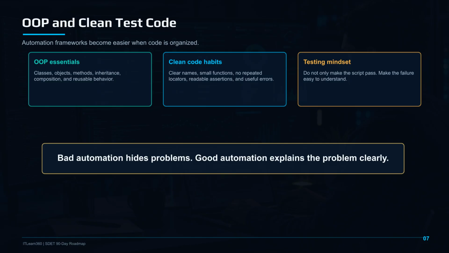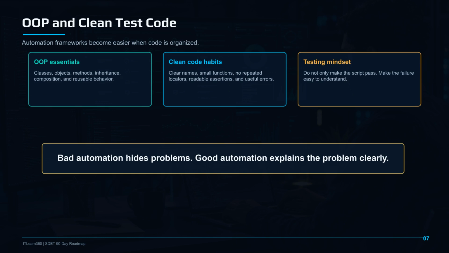After learning Python basics, let us talk about OOP and clean test code. Object-oriented programming helps you organize automation code into reusable structures. You should understand classes, objects, methods, inheritance, and composition at a practical level. In test automation, this becomes important when you build page classes, API client classes, utilities, and reusable test helpers.